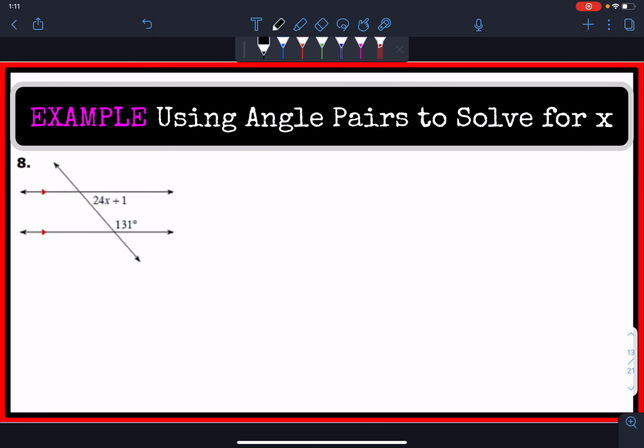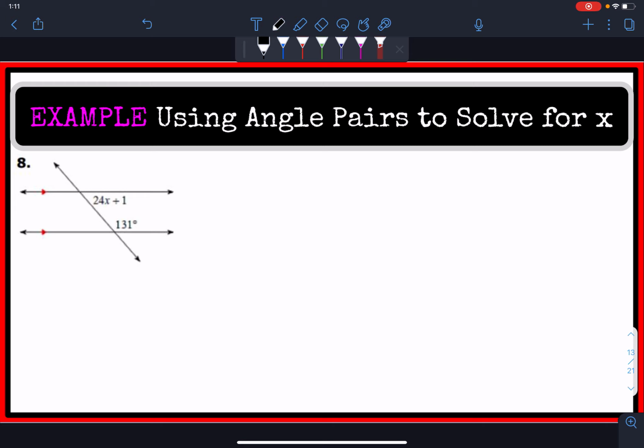For number 8, before I classify it, pay attention to this. Notice how this angle is an acute angle right here, and notice that the 138 is an obtuse angle. Since the top one is acute and this one is obtuse, they're not going to be equal to each other. So the only other option is that they're going to be supplementary. They're going to add up to 180 degrees.